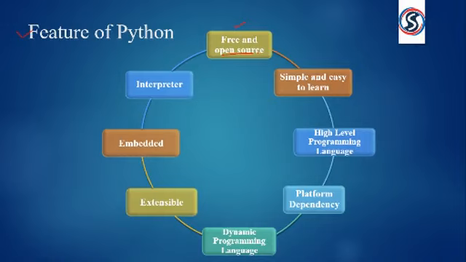So Python is an open source language. What does it mean? It means that you can change the source code. Here the programmer can change the source code as per their requirement. So that is the meaning of open source programming language. So Python is free and open source.